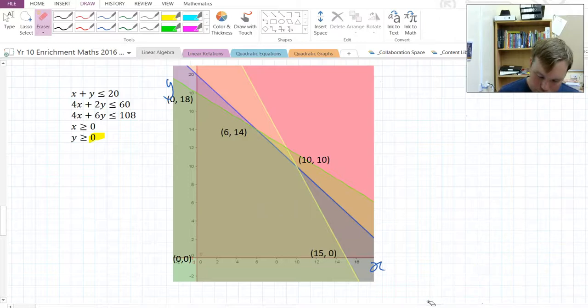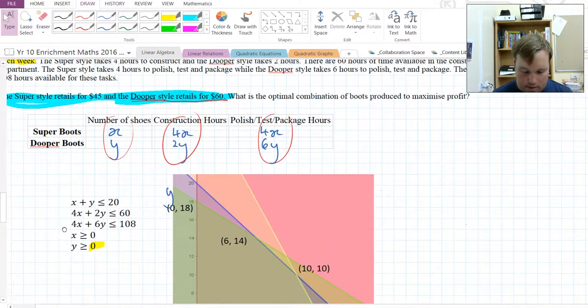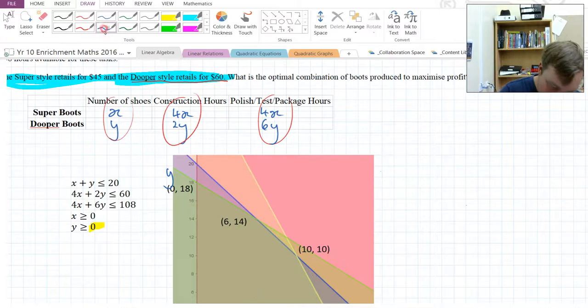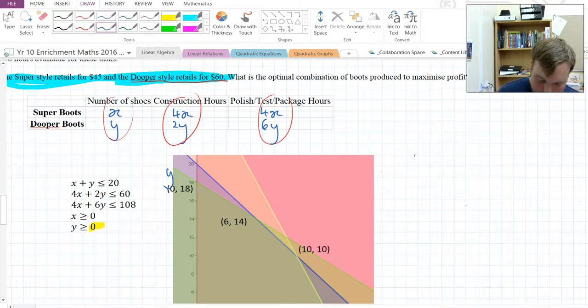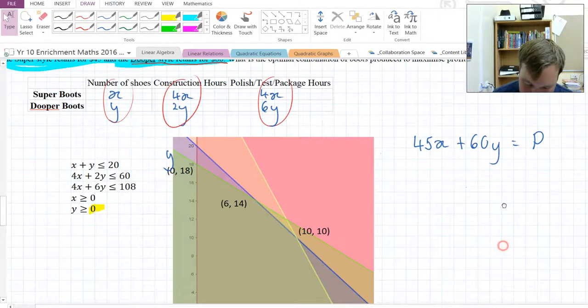Well, there are two things we use to find that. Firstly is what we call our objective function, which is, in our case, cash. And the objective function looks like 45x plus 60y equals, say, profit P. And we want to make that P number as big as possible. So what values for x and y do we sub in order to make it as big as possible?